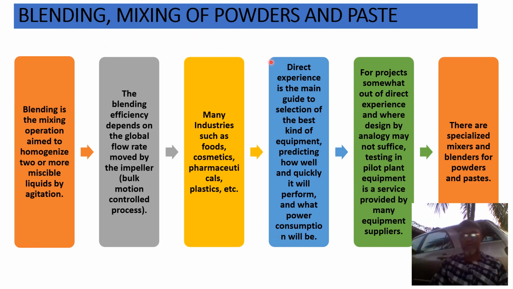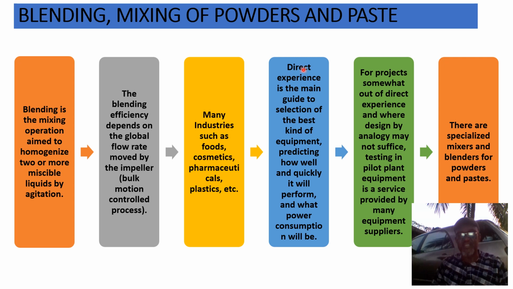Now, blending, mixing of powders and pastes. Blending is the mixing operation aimed to homogenize two or more miscible liquids by agitation. Of course, most of us use blenders, and we know what we use blenders for. The blending efficiency depends on the global flow rate moved by the impeller, that is the bulk motion control. When that blending action is taking place, the entire fluid will be moving. That is what we call bulk flow. Many industries such as food, cosmetics, pharmaceuticals, plastics, and so on make use of these blending processes.